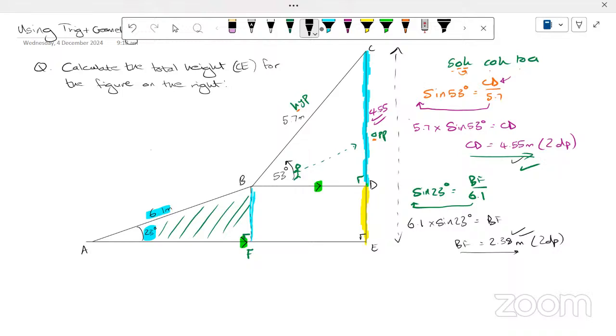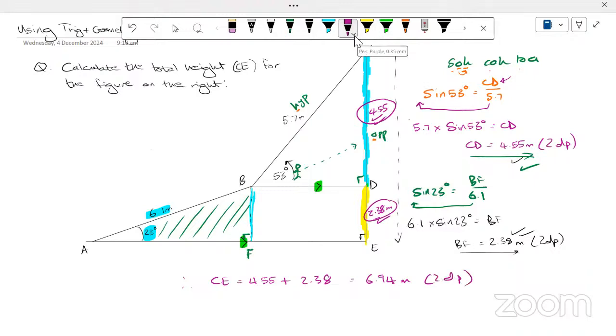Now I can simply add it up and I'm done, because I just found this one here, 2.38 meters. So we take that and add it up. Therefore, CE is equal to 4.55 plus 2.38. That comes to 6.94 meters to 2 decimal places. And that's it. Now we've found the length of CE. We took CD plus DE.